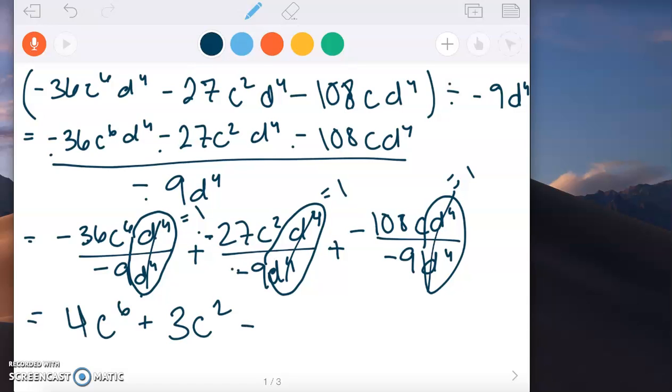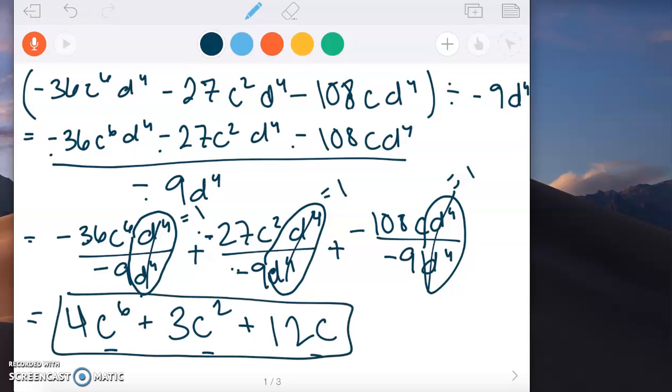Let's look at the third term. We have negative 108 divided by negative 9, which is going to give us a positive 12. And we're going to carry down that c term. Again, none of these are like terms because the variable exponents, that c to the 6th, c squared, and c to the 1st power, are all different. We can't combine any terms. So that right there is our final answer.